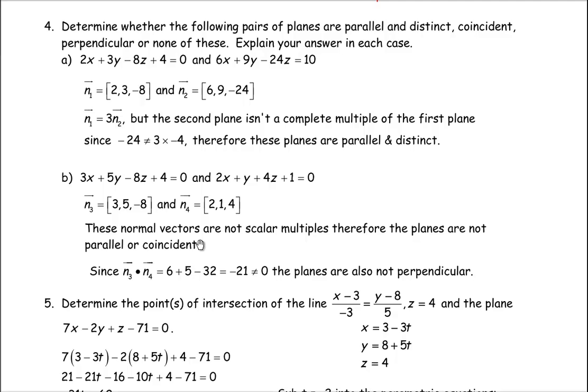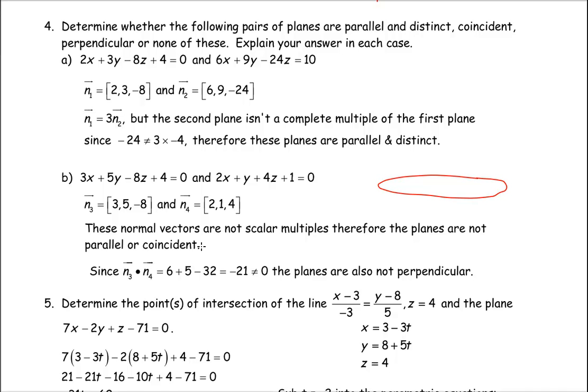They're parallel and distinct. For B, we're given these two planes. The normal vectors are 3, 5, negative 8, and 2, 1, 4. They certainly aren't multiples. Okay, but perhaps they're perpendicular. So if they're not multiples, we know that neither of these two are the case, but they could be perpendicular. So you check that with the dot product. You take the dot product of these, because if the planes are perpendicular, then their normals would be perpendicular.